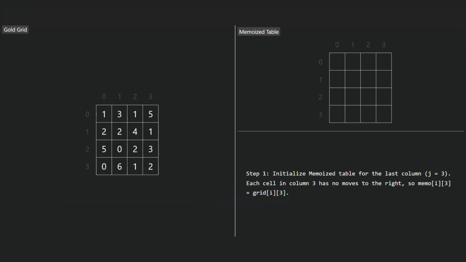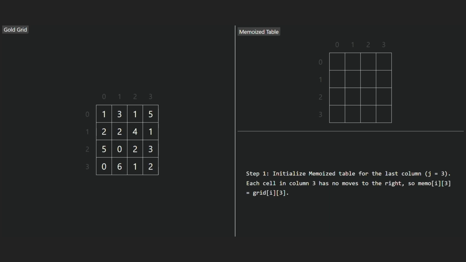Visualization, example with table. Welcome to the Goldmine visualization. On screen, you see our 4x4 grid of gold amounts and an empty memoized table beside it. We'll fill this memoized table from right to left, showing how we find the maximum gold collectible.